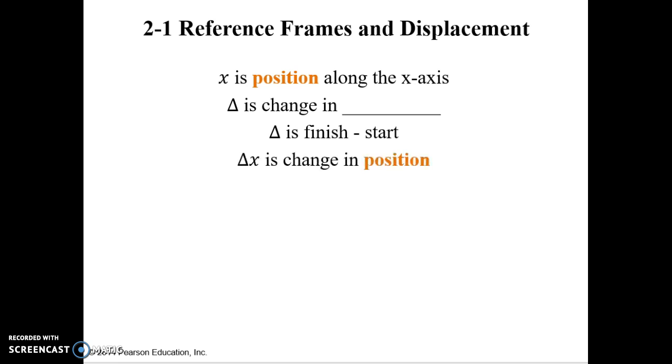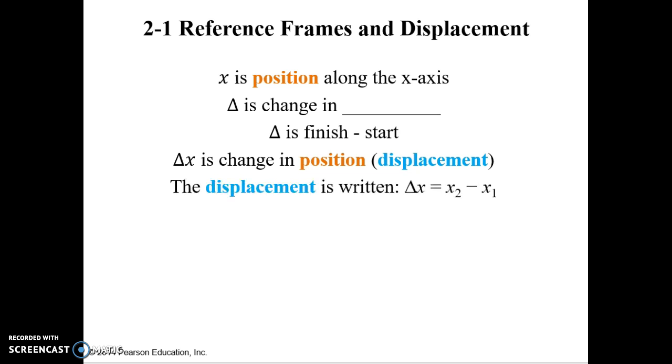Correct. Delta x stands for the change in position. The change in position is a definition of displacement. So that means displacement equals delta x. Mathematically, this can be written as the finished position represented as x sub 2 minus the starting position represented as x sub 1.